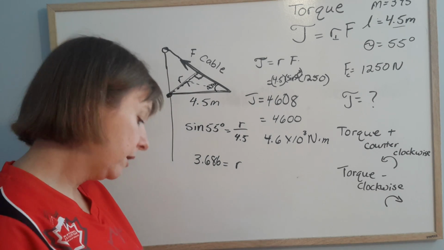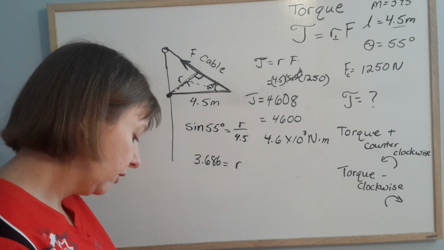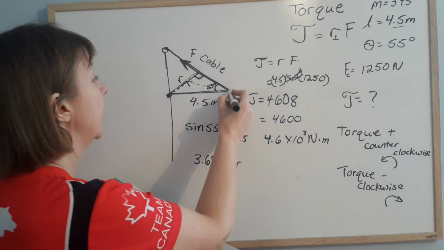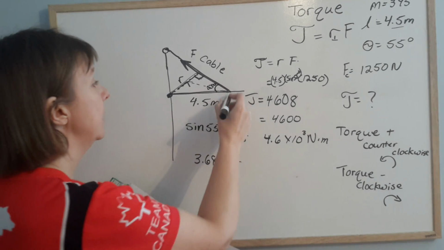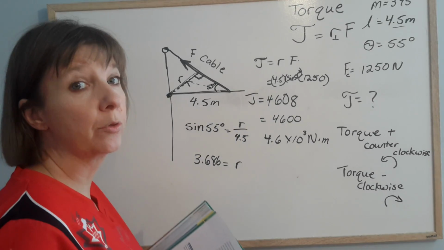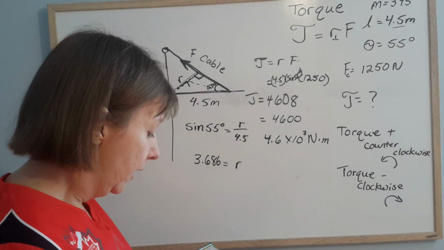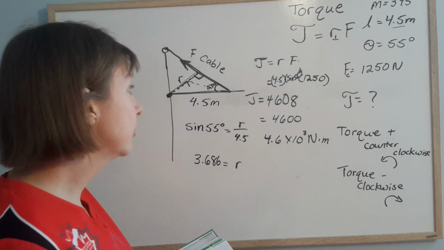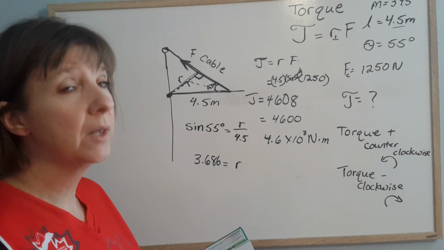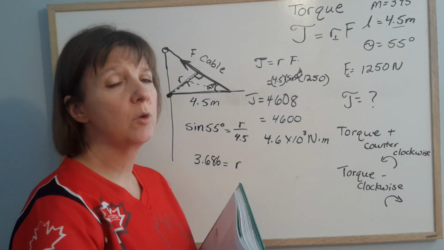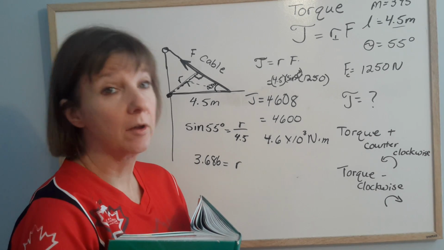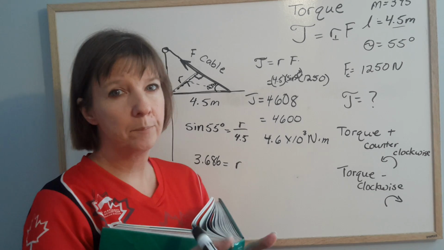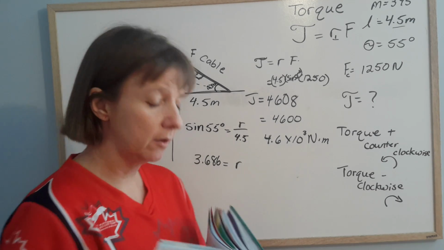The next part of the question says the crane is 5 meters long. So the cable's attached here, but they're saying the crane would extend out further than that. The crane is actually 5 meters long, and its center of mass is in the middle of that. Remember when we talked about center of mass like 5 minutes ago? We talked about that balance point. Where would it balance?